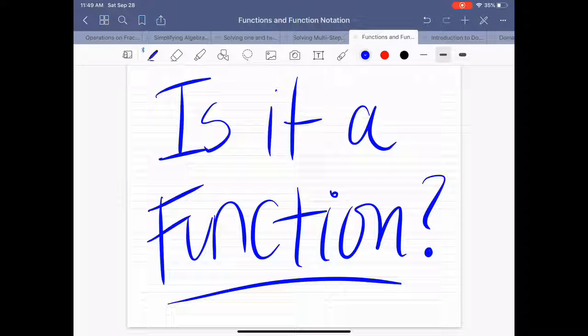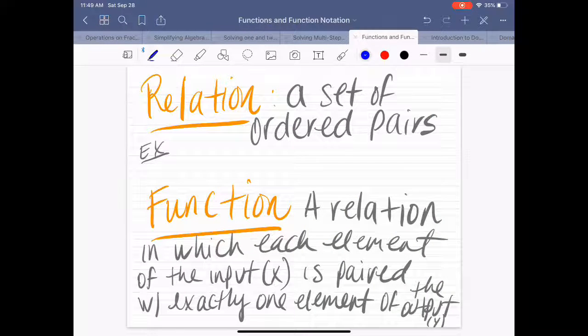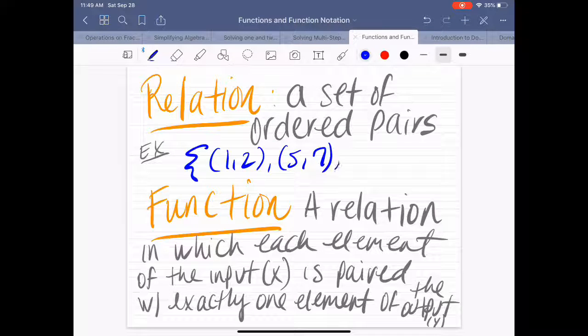In this video, you will learn to identify if relations are functions. So to start off, a relation is a set of ordered pairs. Let me give you an example of a relation. The following is an example of a relation. It's just a set of ordered pairs, and these curly brackets here mean it's a set. So a set of ordered pairs.